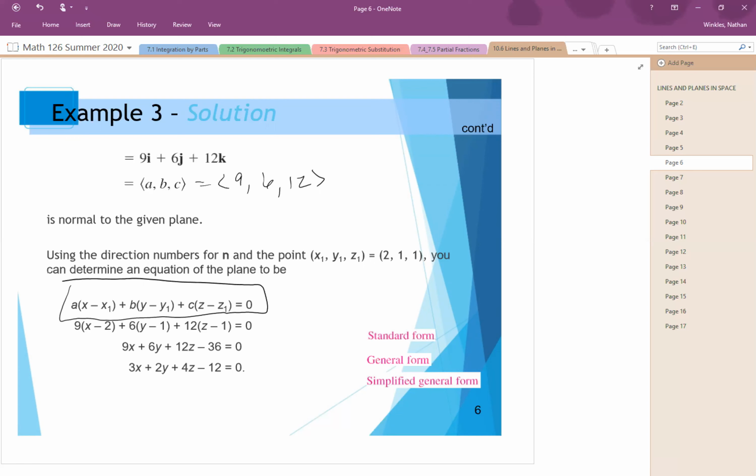If we multiply all that out, we get 9x plus 6y plus 12z, then minus 18 minus 6 minus 12, so minus 36 equals 0. If we divide everything by 3, in simplified general form we get 3x plus 2y plus 4z minus 12 equals 0. So this would be the general form of the equation of our plane with that given information.